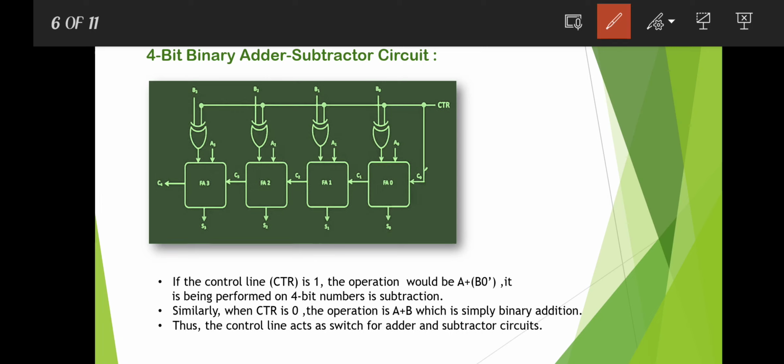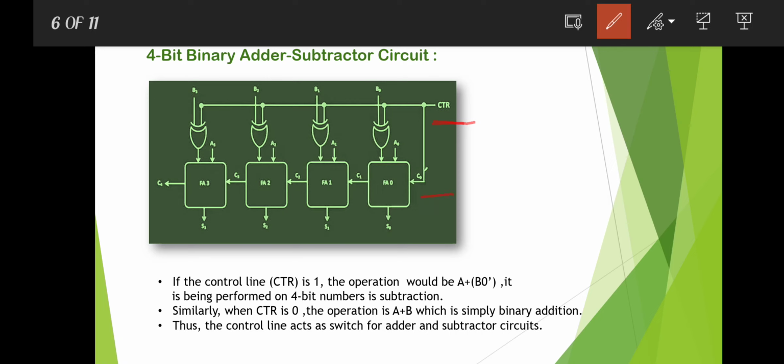This is the circuit. When this control input is equal to 1, the output of the XOR gate is the complement of the number B, and whenever this control input is equal to 0, the output will be the same as the input. Here the control input is also given as the input to this carry-in C0.